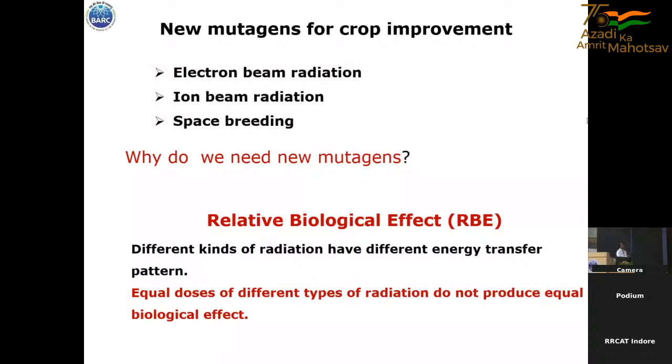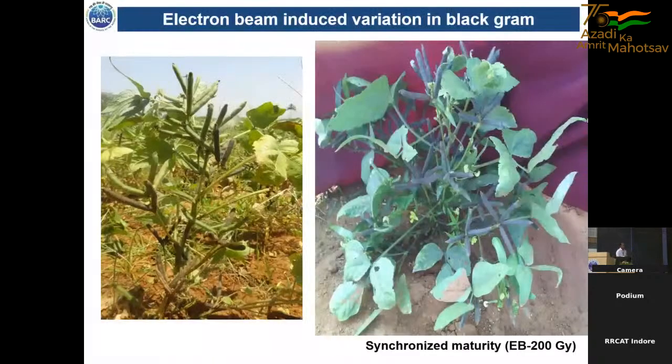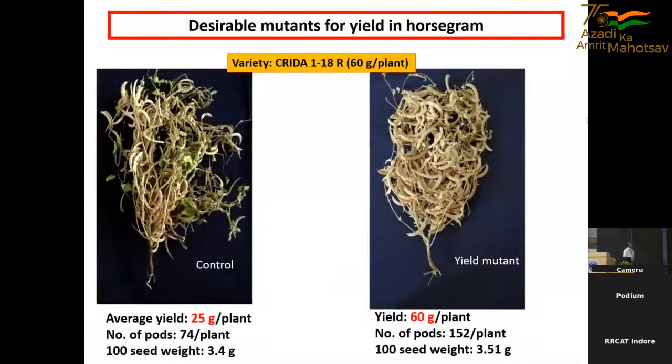Why are electron beams and other ion beams required? Because we need a better radiobiological effect because of the linear energy transfer. Recently we have done this electron beam experiment with various crops, and we found that electron beam is giving a very good frequency of mutations.